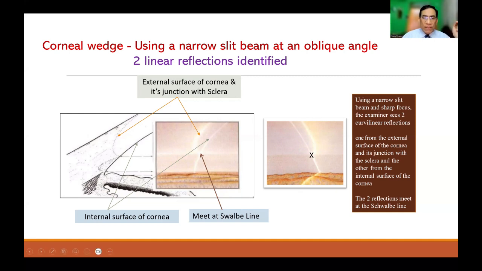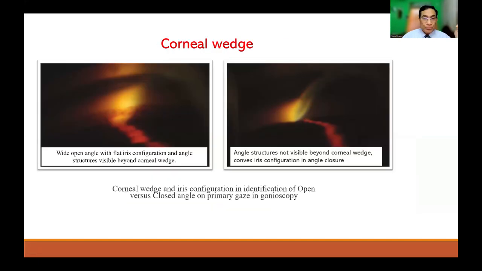And these two reflexes actually meet at a point. And this point is on the line. You see, this is the line. This is Schwalbe's line, the termination of Descemet's membrane. So it is very important to use a very narrow, short slit beam, and the light reflex should be less here. If you can identify it, it's very good. But if you cannot identify it, go for the scleral spur behind. That would be nice for you.